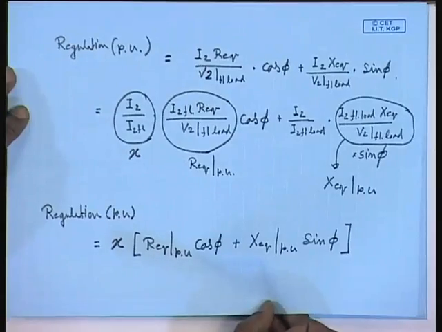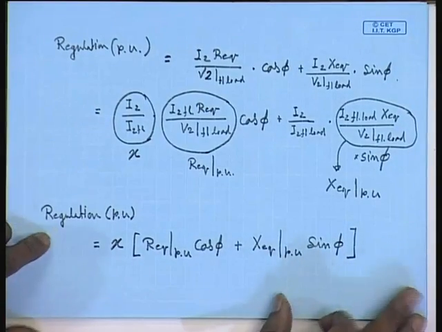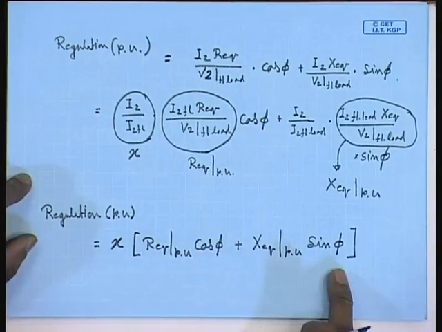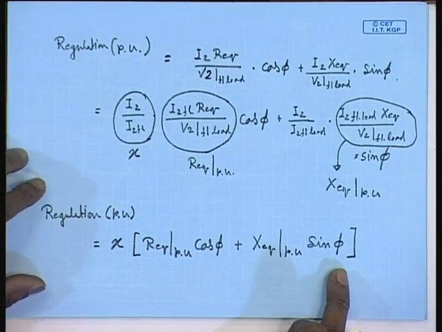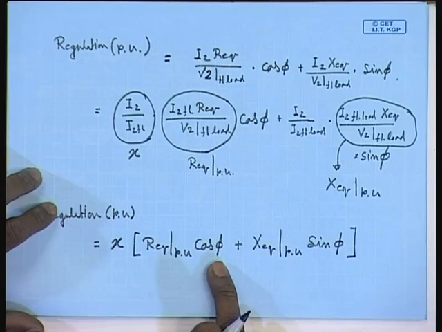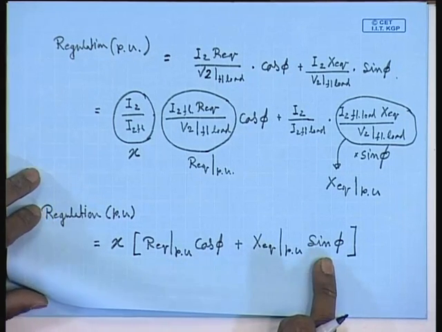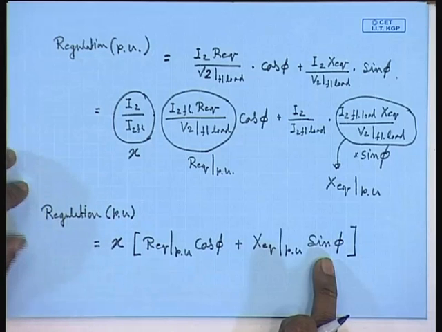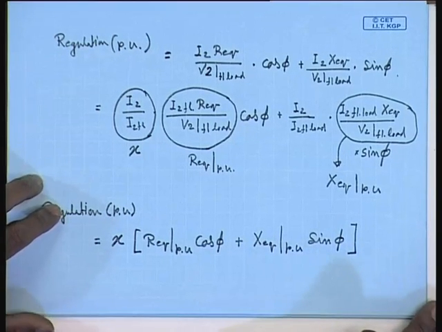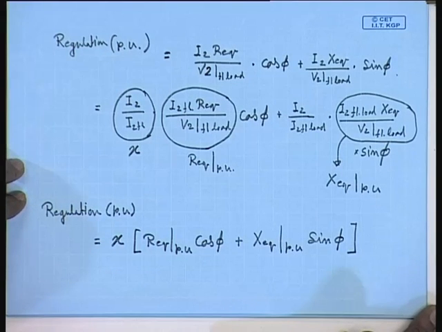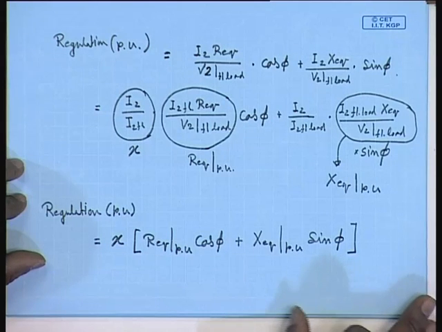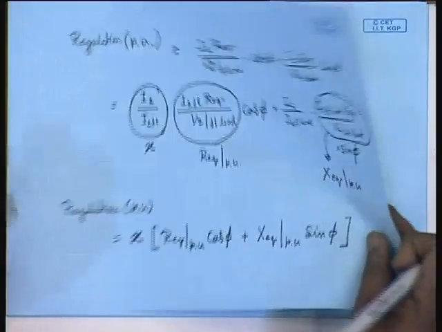From this expression, so this is the general expression of per unit regulation. For lagging load, phi is assumed to be positive, for leading load, phi is assumed to be negative. So, it is imperative that percentage regulation can be 0 at leading load. So, at what value of cos phi is the percentage regulation 0?